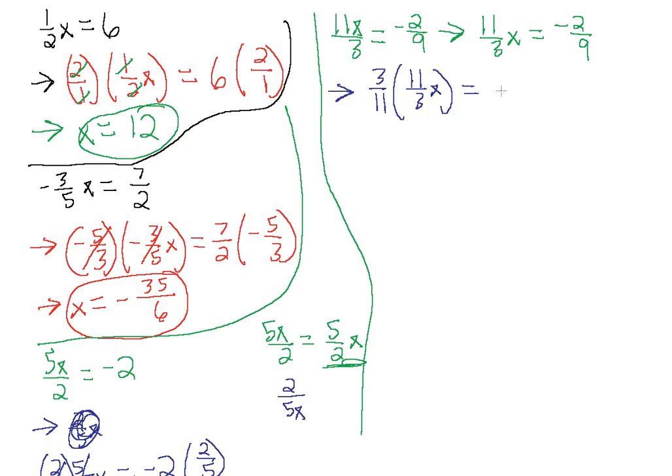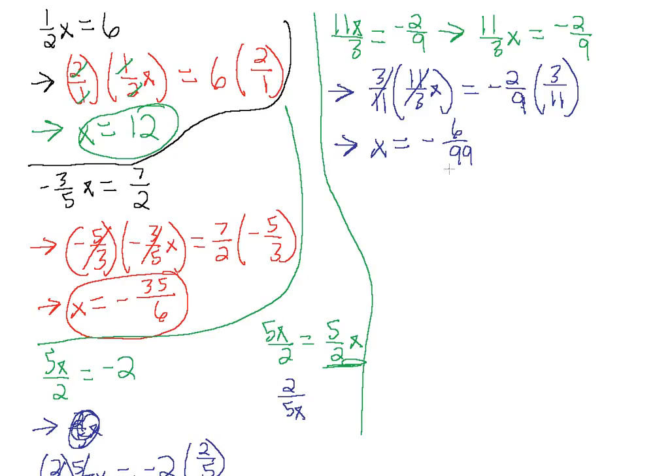Keeping the balance in the equation, we have to do it on the other side. Minus 2 over 9 times minus 3 over 11. 3 over 11 cancels with 11 over 3, leaving just x on the left side. We're multiplying two rational numbers here. A negative and a positive give us a negative. 2 times 3 is 6, and 9 times 11 is 99.